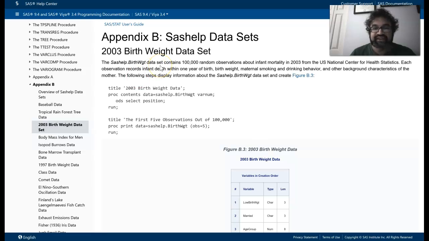This looks at infant mortality, looking at 100,000 random observations. It looks at certain factors like maternal smoking, drinking behavior, birth weight, and also observation records, infant death within 1 year of birth. It also has some background characteristics of the mother. So you can go through this and use this data set.